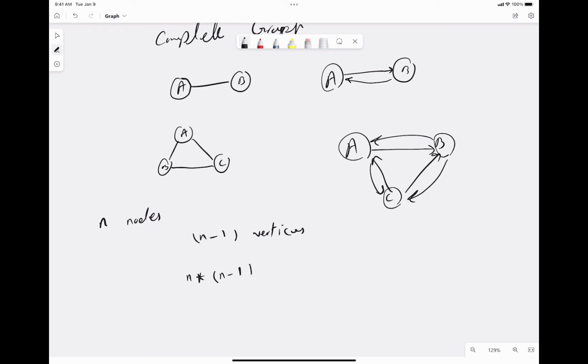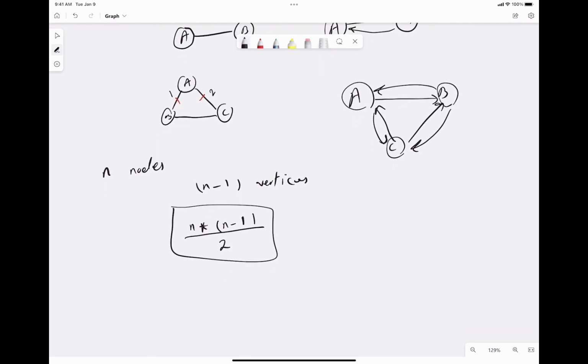However, in an undirected graph, we actually counted each edge twice. So if you see here, for example, from the node A to B and C there is an edge. So there is one, and that's the second edge. However, when we wanted to count the number of edges for the node C, we counted this edge here and this edge here twice, because for each one. So we need just to divide the total number of edges by 2 to get the actual or correct number of edges for an undirected complete graph.